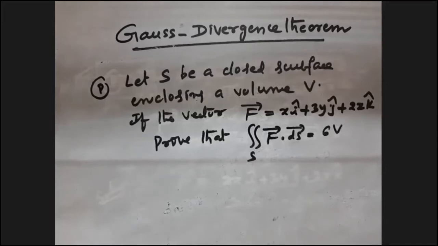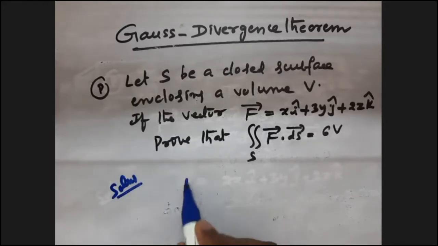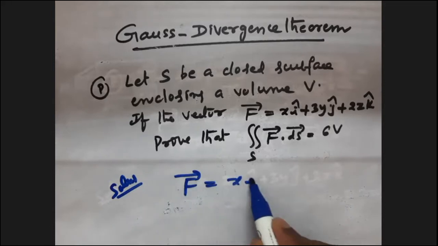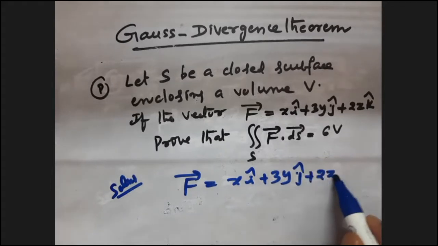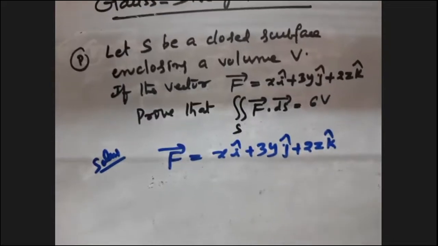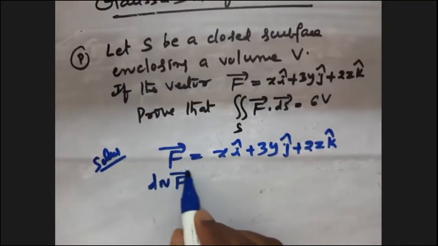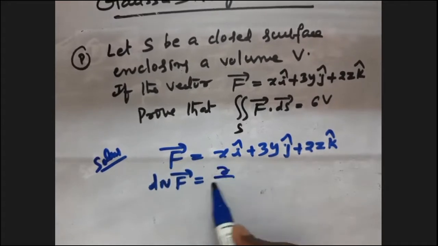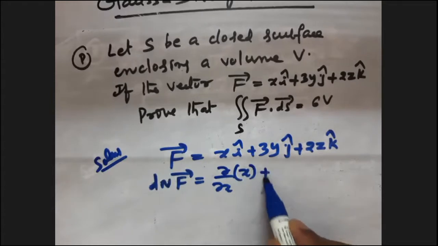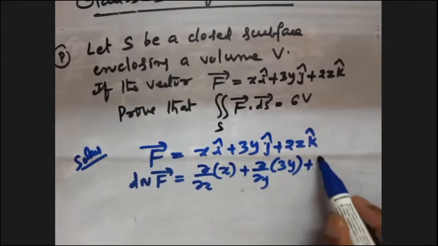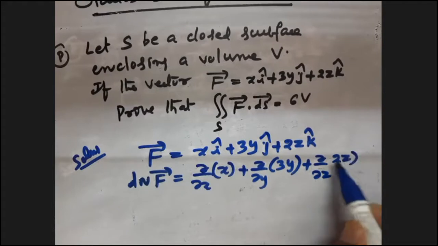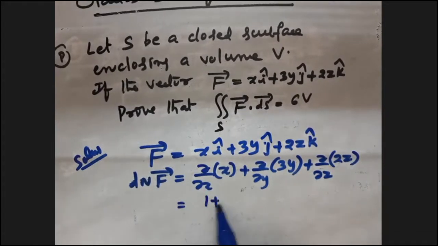First you write the given vector. What is the given vector? F bar is equal to x i cap plus 3y j cap plus 2z k cap. Now take div F bar, divergence of F bar, equals dou by dou x of Fx, that is x here, plus dou by dou y of Fy, that is 3y here, plus dou by dou z of Fz, 2z we have here, equal to 1 plus 3 plus 2 equal to 6.